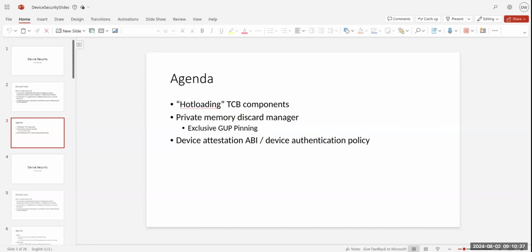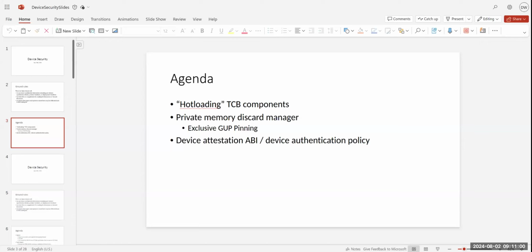Okay. Yeah, let's spend some time talking about hot loading of TCP components. Peter, you put the agenda item in the list. Do you want to introduce the topic? Sure. Thanks, Dan. Yeah, so we've been working with AMD and Intel on this.